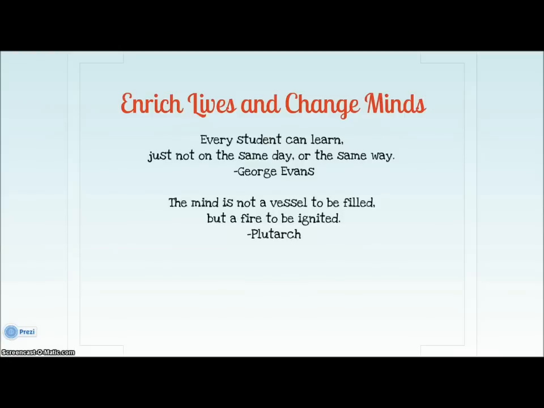Enrich lives and change minds. Every student can learn, just not on the same day or in the same way. George Evans. The mind is not a vessel to be filled, but a fire to be ignited.